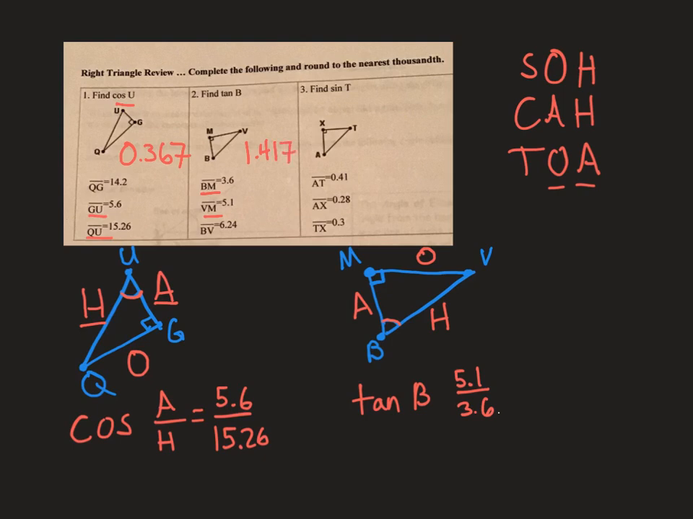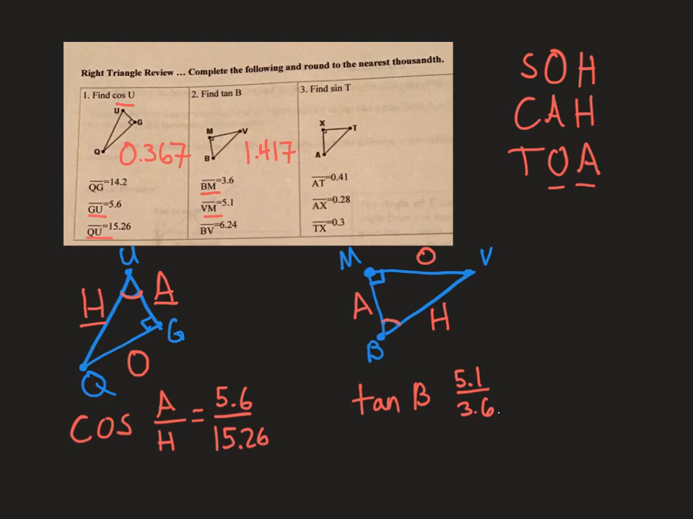Now for the pre-AP students, when you are taking your test, you will not have a calculator. However, you're going to have much nicer numbers to work with. But for the academic kids, you will have a calculator, so you'll get numbers like this on your test.